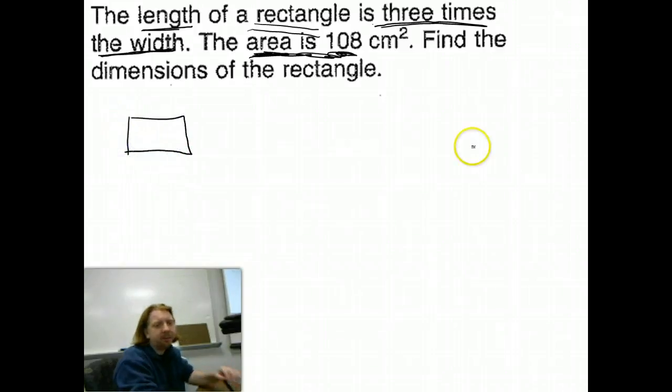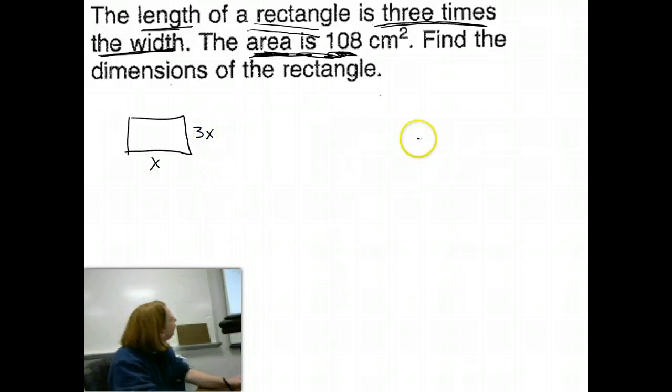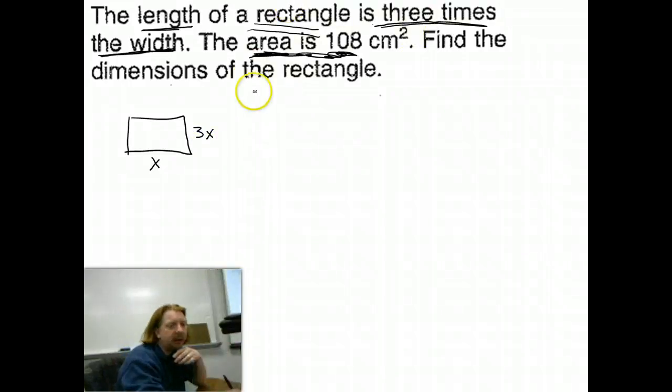So there's my rectangle. Length is 3 times width. So if I tell you this is the width here, what's the length? 3 times that, 3x, because that's what it says in the problem. It says the length, L, equals 3 times the width. And that's what we did.